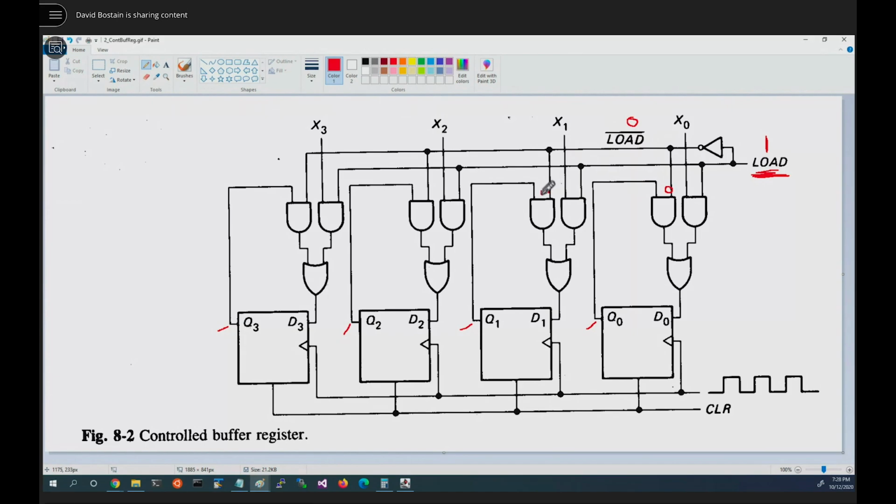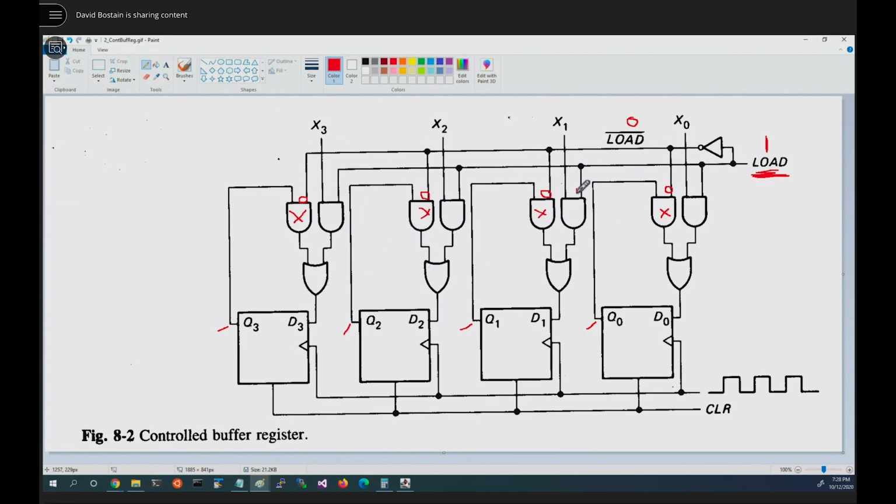Not load is hooked here. Not load's finally hooked here. That means this gate can't be turned on if load is a 1. So that means the Q that was heading around to D can't get to us.